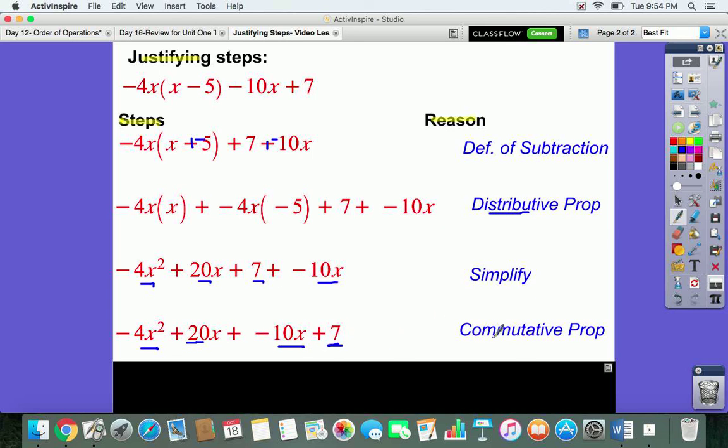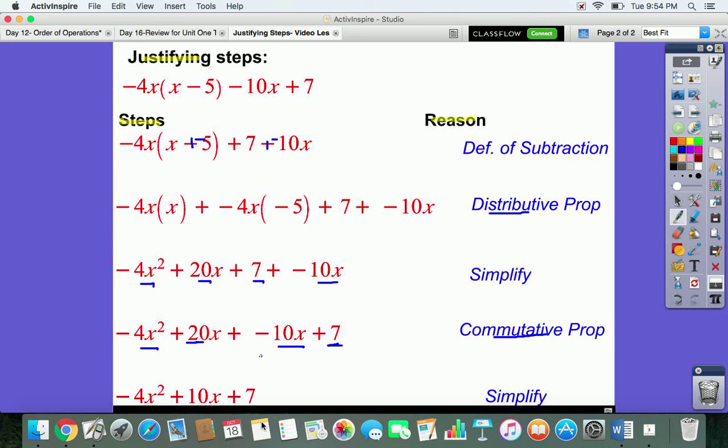So I haven't done any math here. I've just used commutative property to reorder the problem so it makes a little more sense to me. And I'm ready to go ahead and simplify and finish it up. And here's what I've got. Negative 4x squared plus 10x. I combined 20x plus negative 10x to get 10x plus 7. And that's my answer. All right?